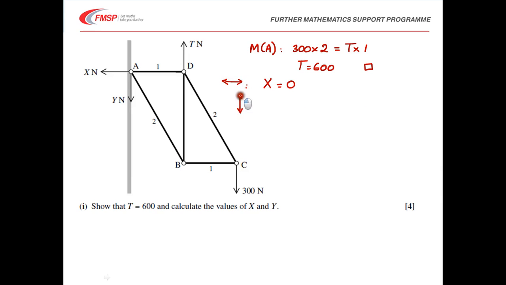If we resolve in the vertical direction, we have upwards the T is 600, and downwards Y plus 300. That's all the external forces in the system accounted for. So Y is equal to 300 newtons in this case. So we have our answers there. Marks for this one, a single E mark for T equals 600, and then a B mark for X equals 0, an M mark, a method, and an answer mark for Y equals 300 down here.